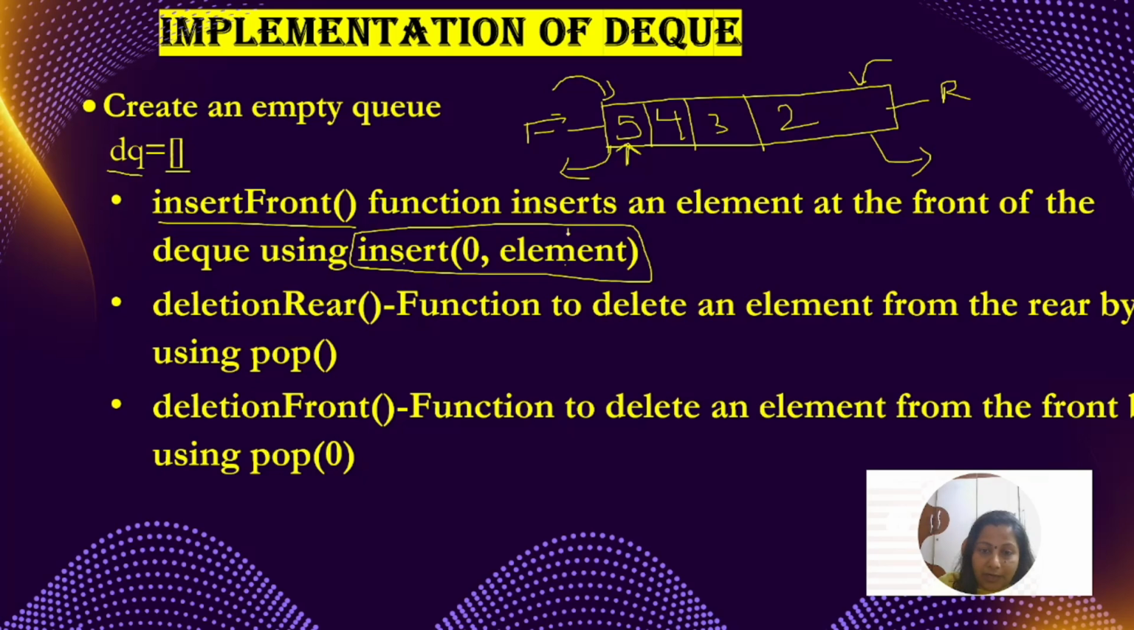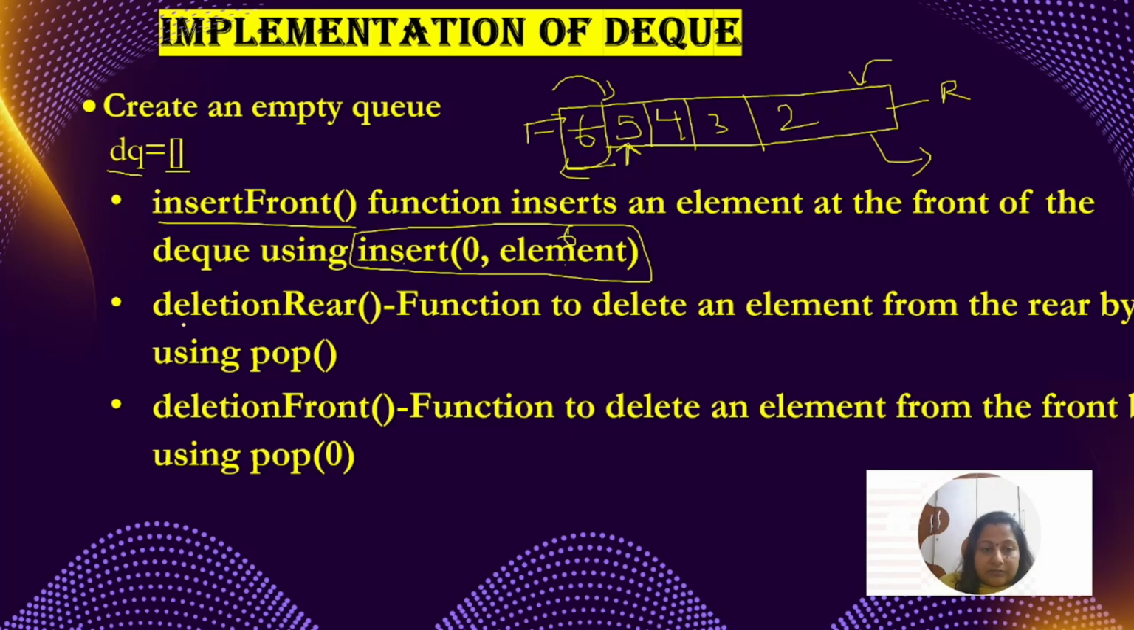Element is nothing but the value. I want to insert now the 6th value. So how can you mention? Insert of 0 comma 6 means you can insert 6. So one more column will be created with 6, and that will be the front of the deque. Clear now? Which function will you be using? Insert of 0 comma element, which means 0 comma 6.